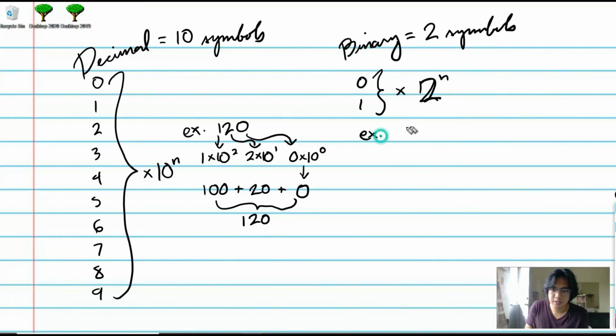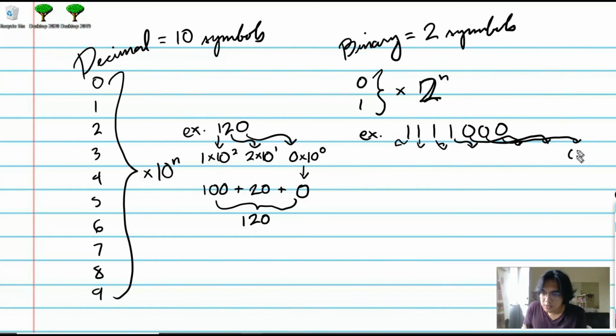So for example, if you have 1, 1, 1, 1, 0, 0, 0, we do the same thing where we multiply each of these by powers of 2. Let's see how that works out. 0 times 2 raised to the 0th power. This is 0 times 2 raised to the first. The third 0 from the right, 0 times 2 raised to the second. This is 1 times 2 raised to the third. 1 times 2 raised to the fourth. 1 times 2 raised to the fifth. And 1 times 2 raised to the sixth.